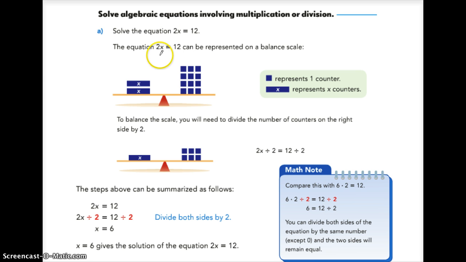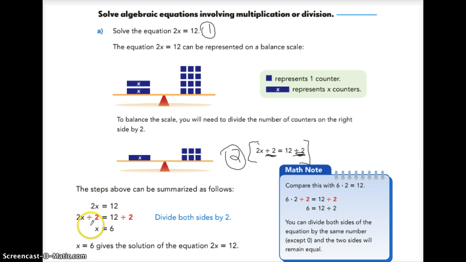If we're solving this, we're going to put it on a balance scale. We know 2x means 2 times x, and we want to isolate our variable. So we are going to divide both sides by 2, and down here it shows where they divide both sides by 2. This is the extra part that they put in. You need to write down all these steps in your notebook. This is the first step. This is your second step.